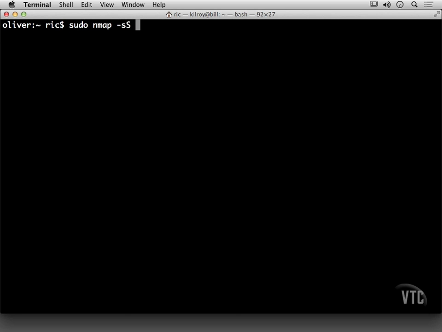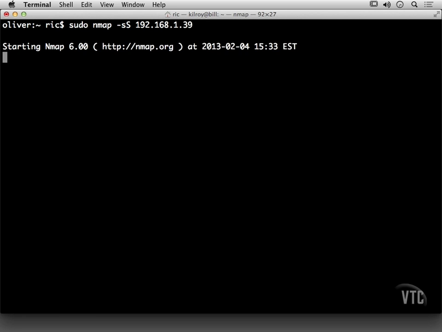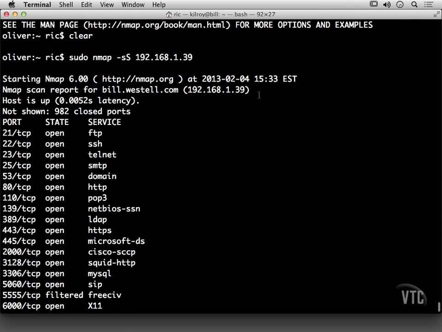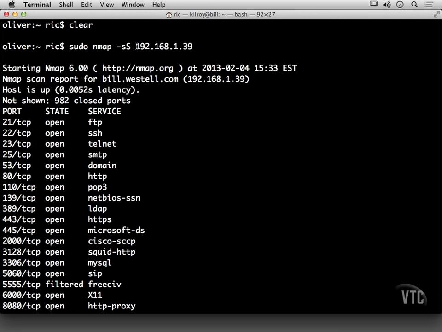I'm going to run a SYN scan, and I'm going to do that on 192.168.1.39. So I didn't actually specify any ports in this case. So I'm just using the 1,000 or so common ports or well-known ports that Nmap uses by default. And what I did here was just a simple SYN scan.